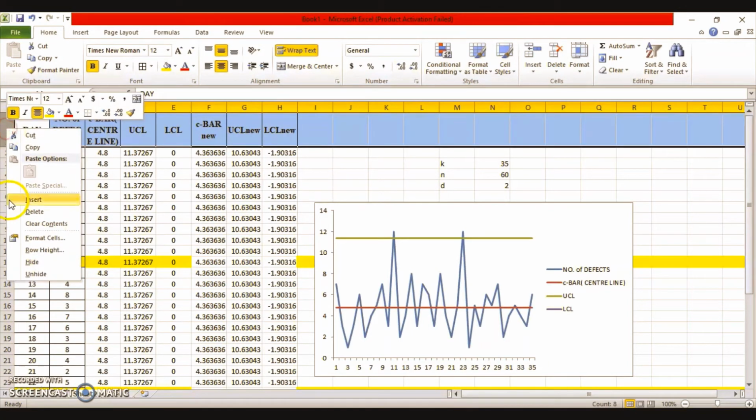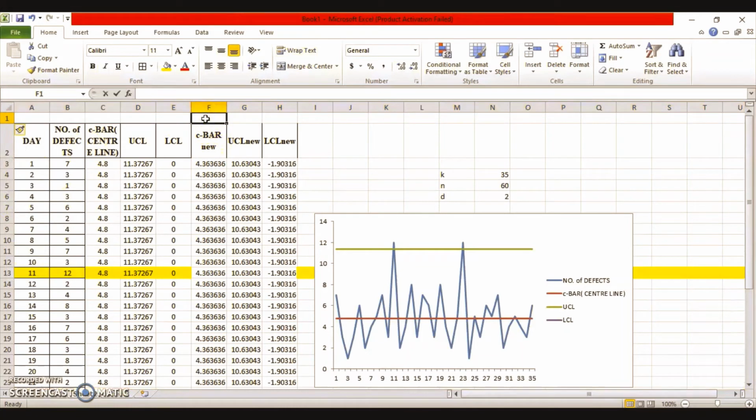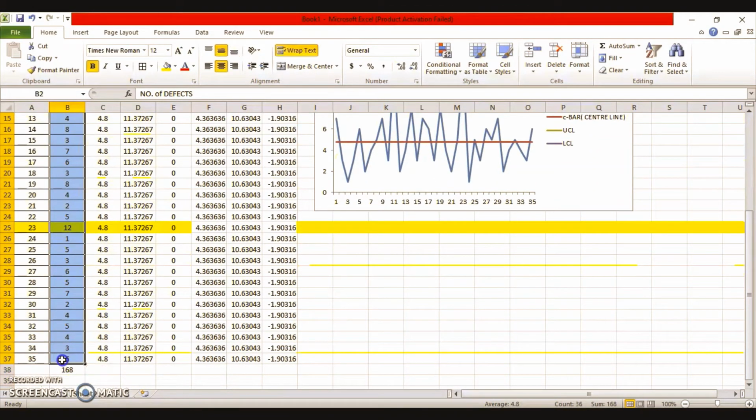So I'll just insert here one more line and I'll write here the revised control limits. Okay, so now because we have found the revised control limits, we have to prepare a line graph, and for that purpose I'll select these values which we just found out.